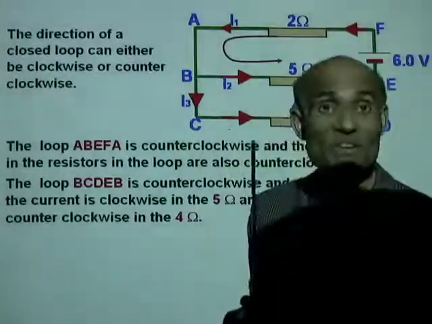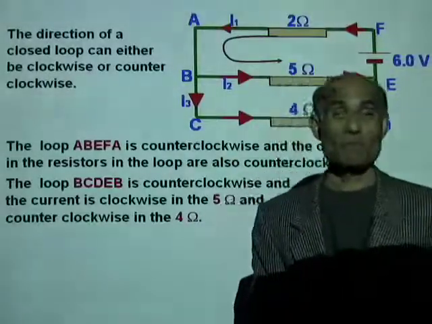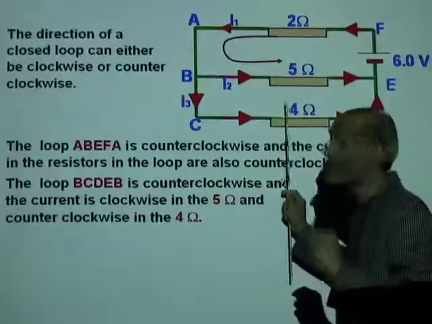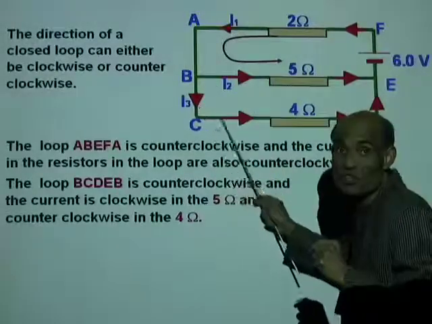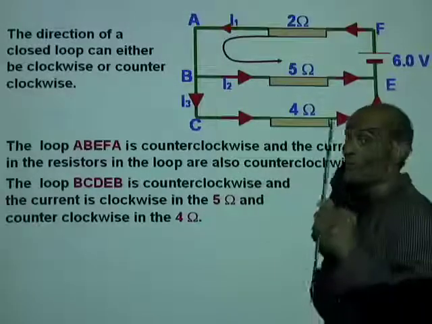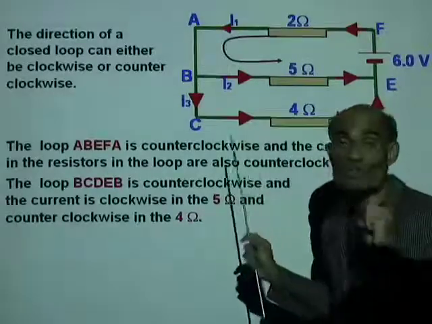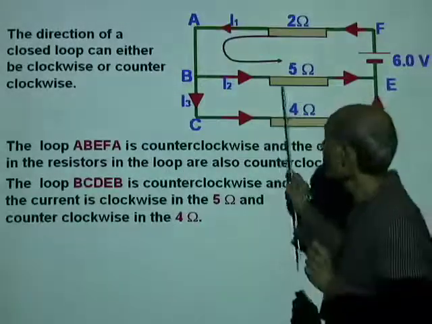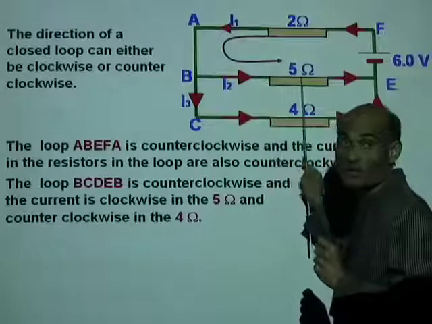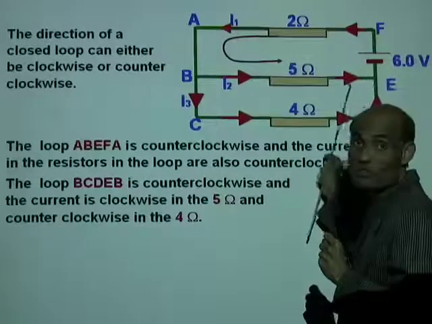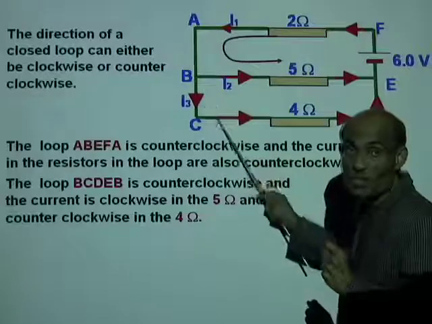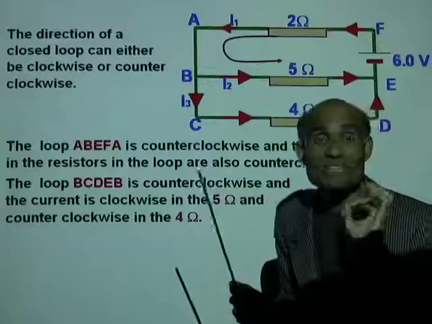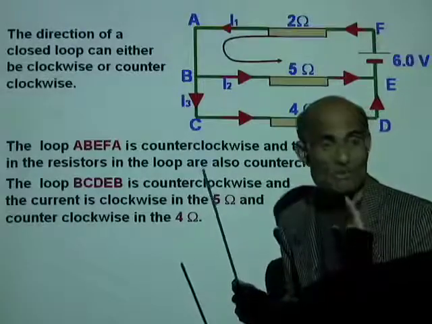Well, that is very significant, because if the direction of current in a resistor is the same as the direction of tracing of the loop, then the potential drop across the resistor is positive. On the other hand, if the direction of current in a resistor is opposite to the direction of the tracing of the loop, then the potential drop across that resistor is negative. Did you understand what I said?